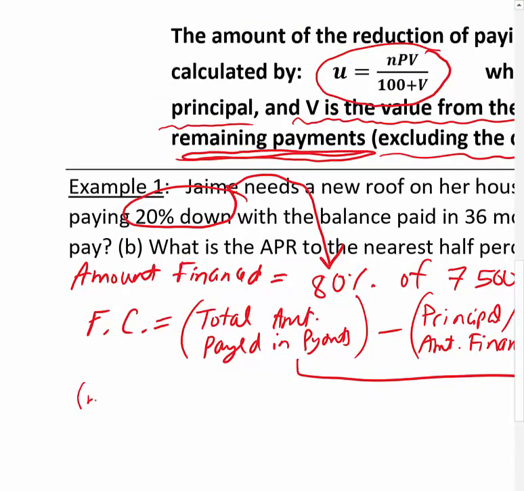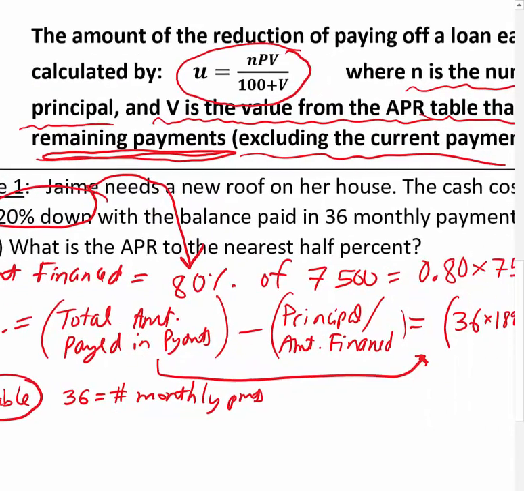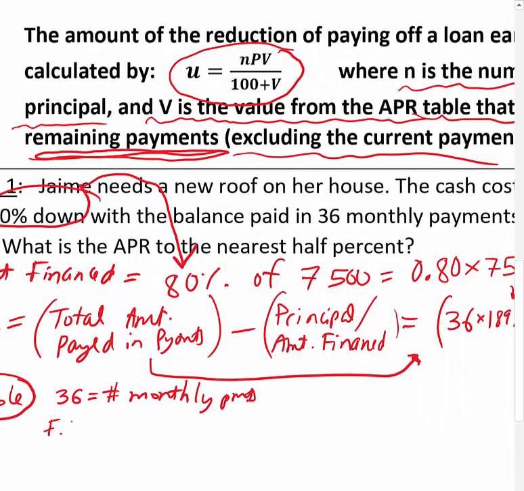Okay, now, part B, they want to know the APR. So we're going to have to use the table, but in order to use the table, you need the number of monthly payments, which we do know, 36, so we know which row to look in. But we also need to know the finance charge. Not just the finance charge, but per $100, because that's what the table asks for.